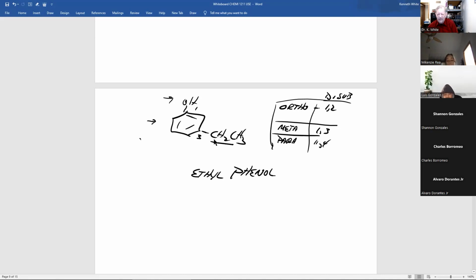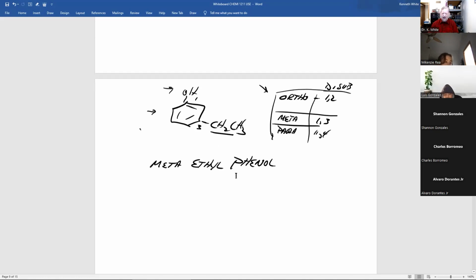Now, this is considered a di-substituted compound. And when you have 1,3 di-substituted, oh, look, someone was nice enough to put this nice table on the screen, and that would be meta. So we don't use numbers here. That would be meta-ethyl phenol.